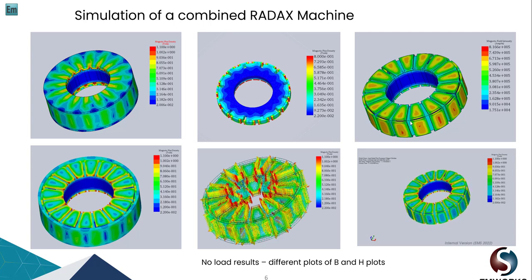So as we said earlier, the RADAX or radial-axial flux machine is basically a combination of two machines where you put together a radial and axial flux machine and you end up with this new machine. This one is the magnetic flux density, this is a vector plot, and this is the animation of the motion, of course using SolidWorks Motion, as we're going to see later.